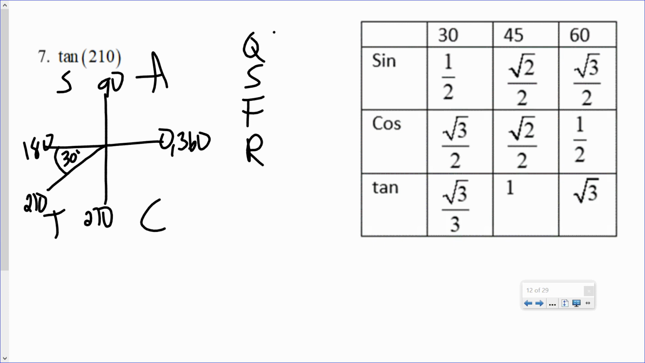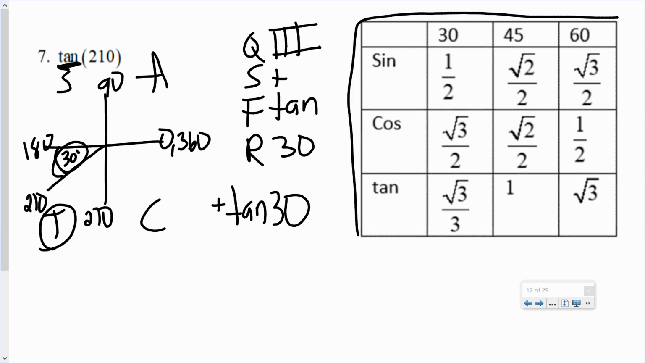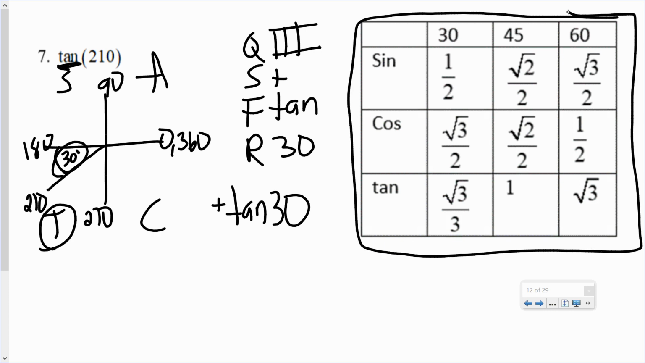Okay, in quadrant 3, the sign of tangent is positive because that T means that tangent is positive. The function again is tan, and the reference angle is 30. So I have positive tan 30. Now I just go to my table, I match it up, and I'm done. So why don't you finish it up? I'll give you about 5 seconds. Tan of 30 is rad 3 over 3.